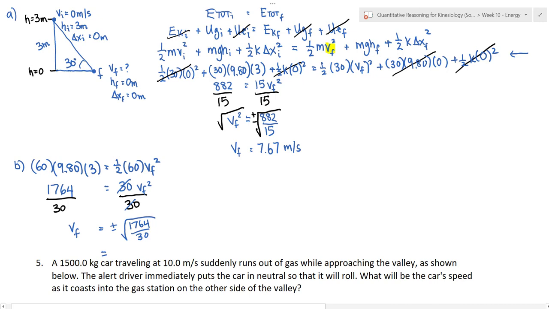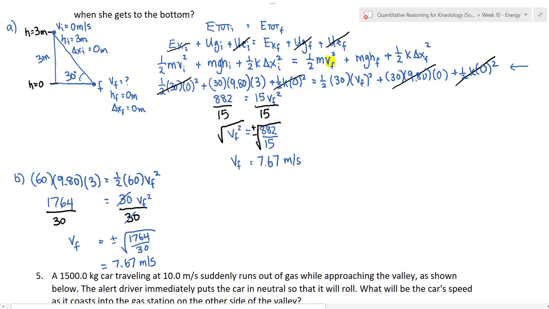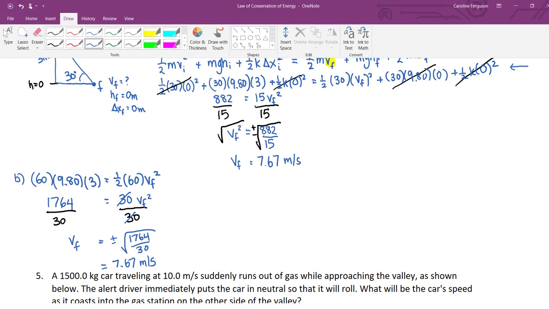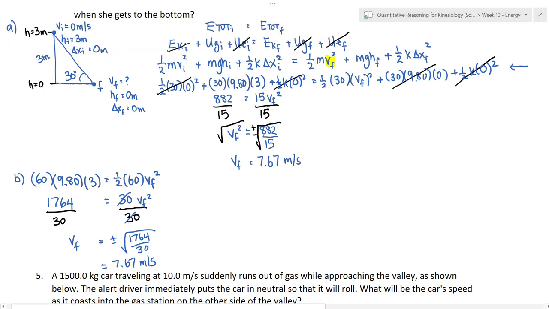1764 divided by 30, all in a square root sign, is 7.67 meters per second. Well, it's the same answer that we got for part A. Well, why is that? How is it the same answer? Let's do a little bit of work on the side to look at this a little closer.